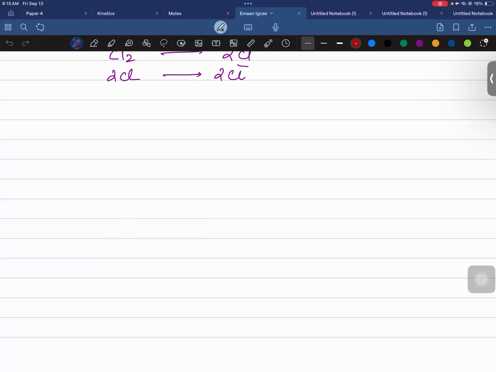Let's start electron affinity. So today we are going to discuss electron affinity. Okay. Electron affinity means attraction towards electron.